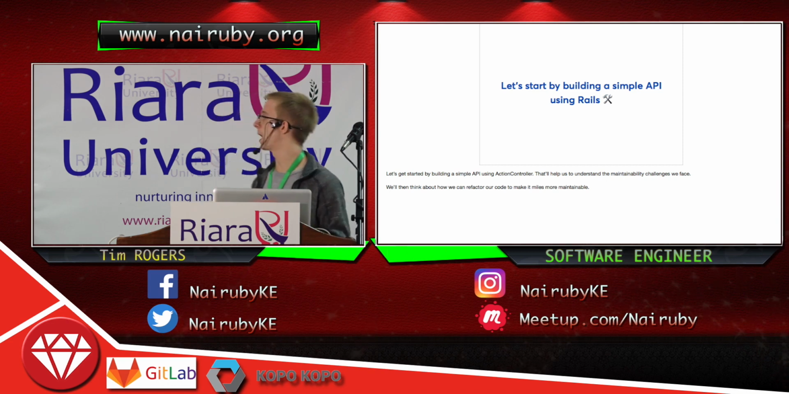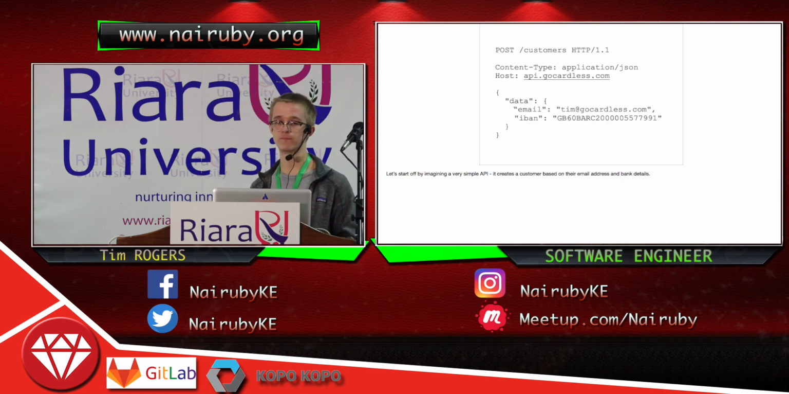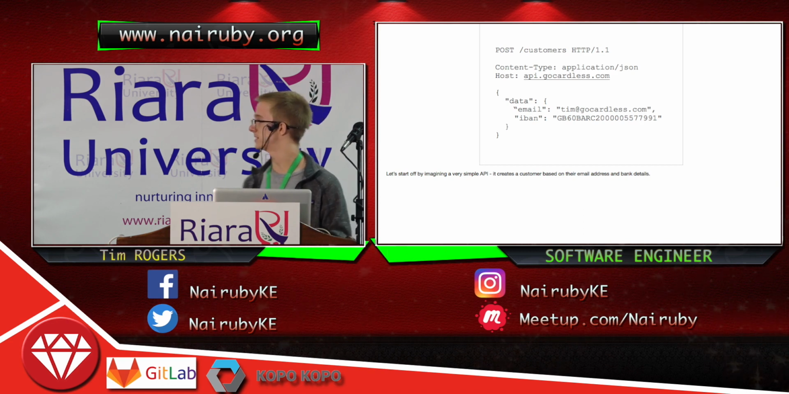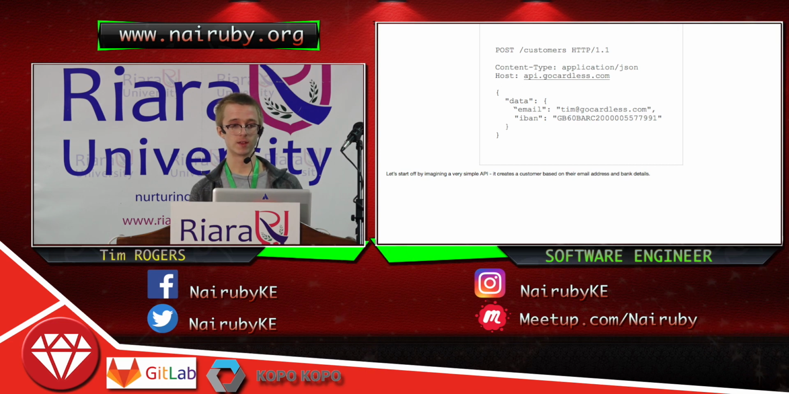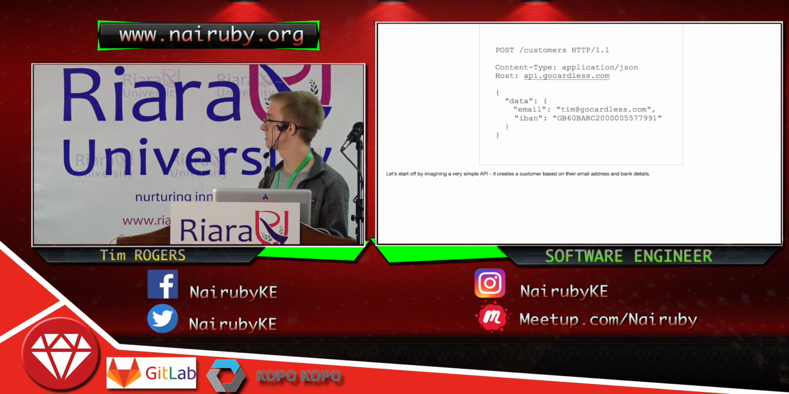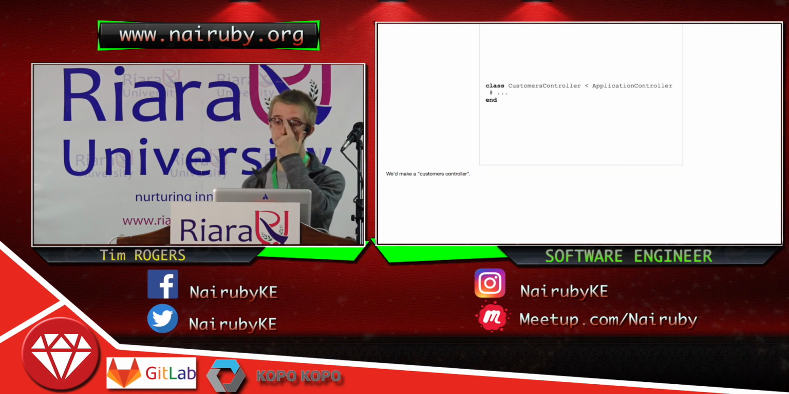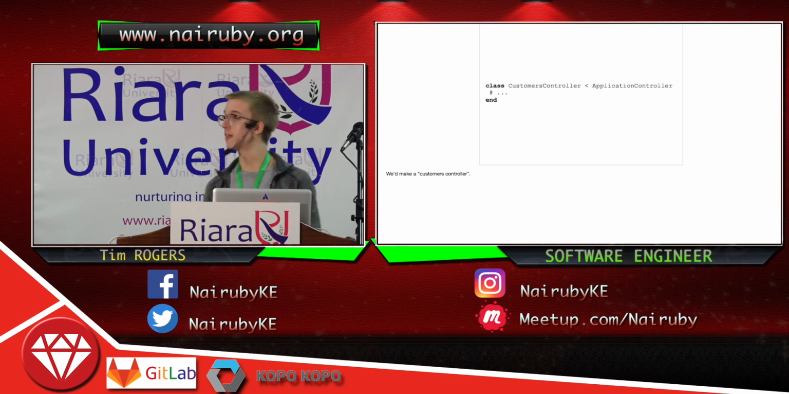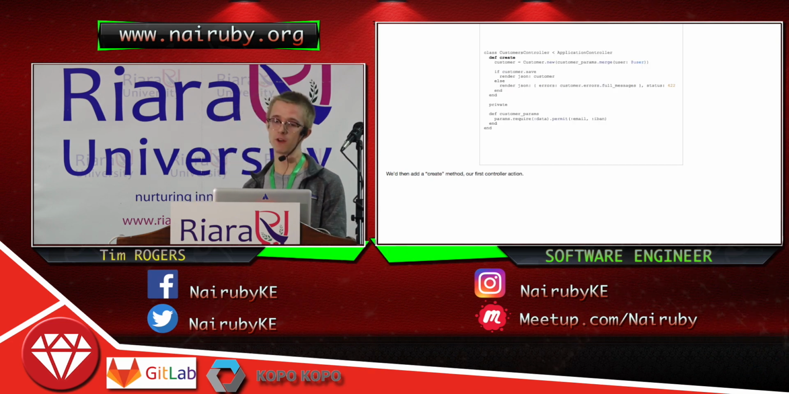So let's start off by imagining a really simple API. It creates a customer based on their email address and bank details. So we'd start off probably by making a customers controller, which inherits from ApplicationController. We'd then add a create method, our first controller action.